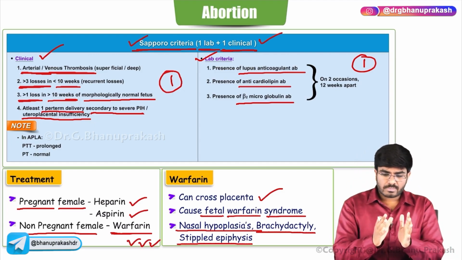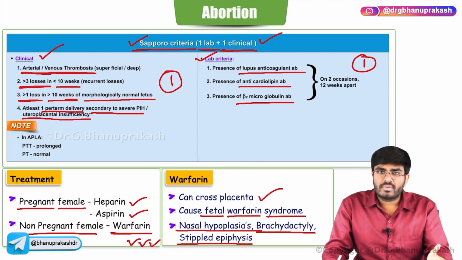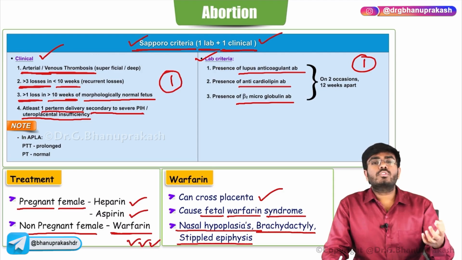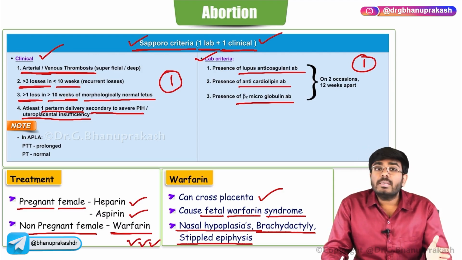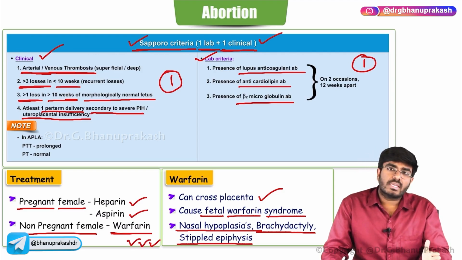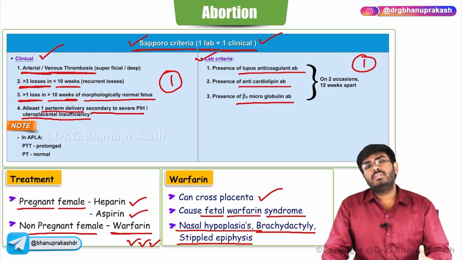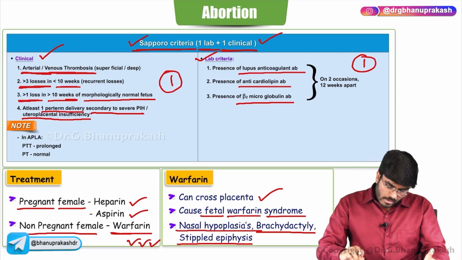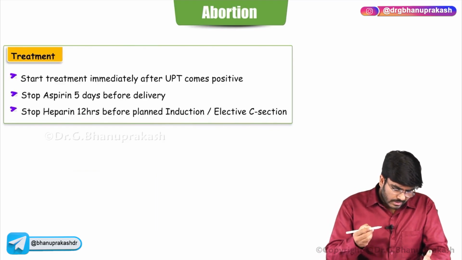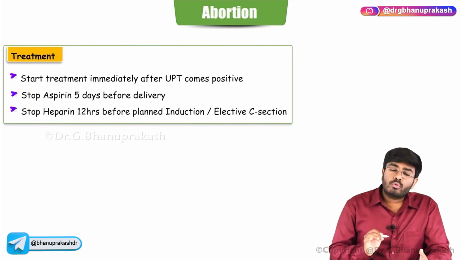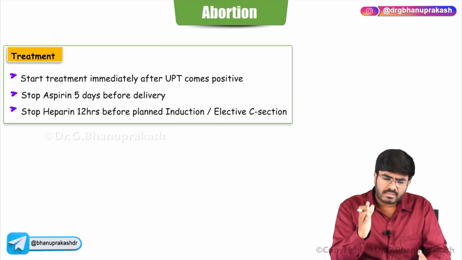APLA is not something which is only present in pregnancy. APLA can happen even in a normal female. So for preventing thrombus formation in her blood vessels, we can use warfarin. But in pregnancy, as warfarin causes embryopathy, we are not using warfarin, but we are using heparin with aspirin. Now, let's see a few important points. When we have to start the treatment, yes, we have discussed that in pregnancy we have to give heparin as well as aspirin.